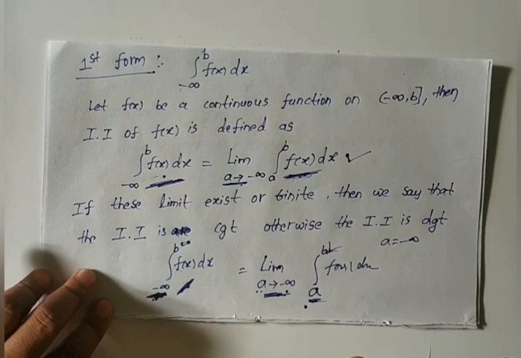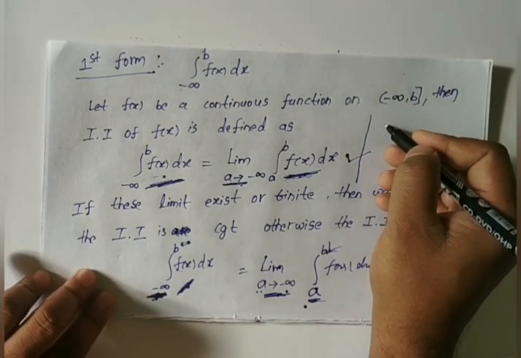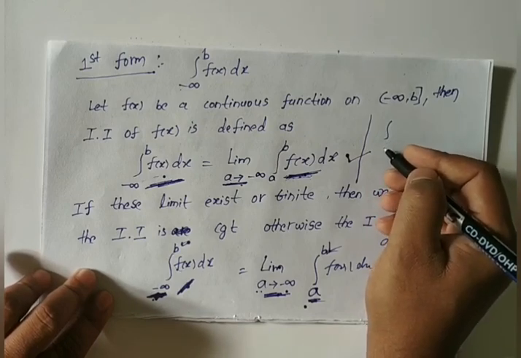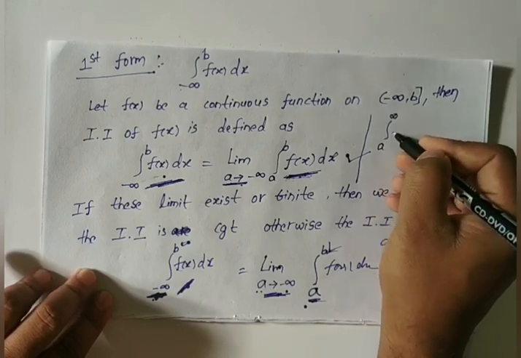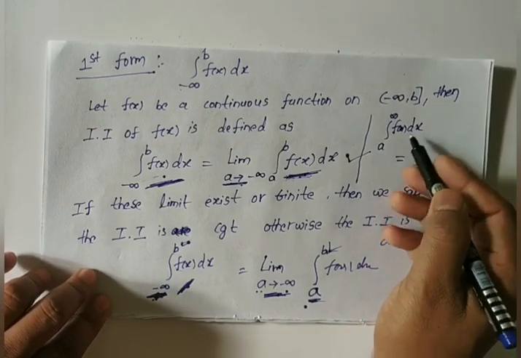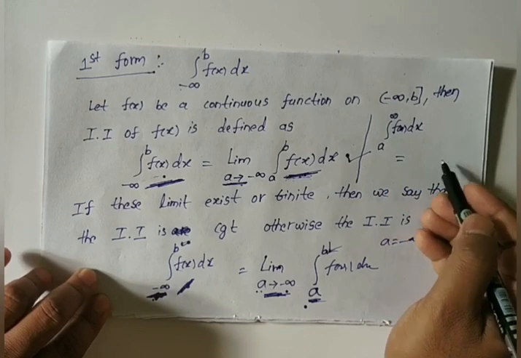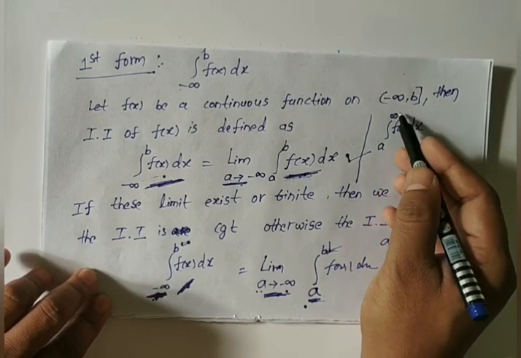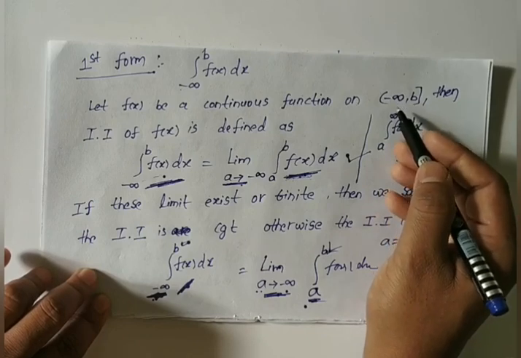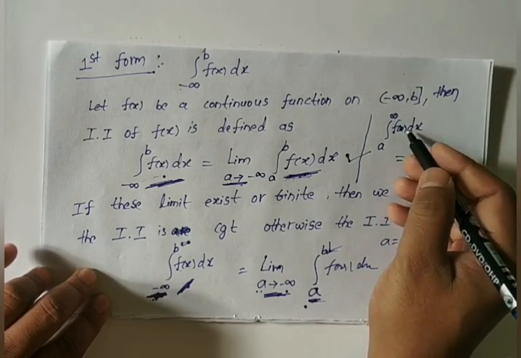Don't get confused, students, I will explain once again. Suppose you have the second form of improper integral of the first kind, integral from a to infinity of f of x dx. To check whether this improper integral is convergent or divergent, first you have to convert it into a proper integral by using a limit. Here the lower limit a is a finite constant and the upper limit is infinite.